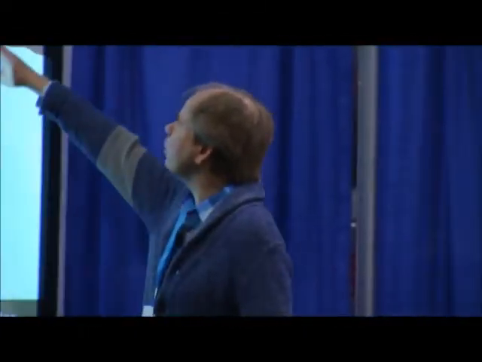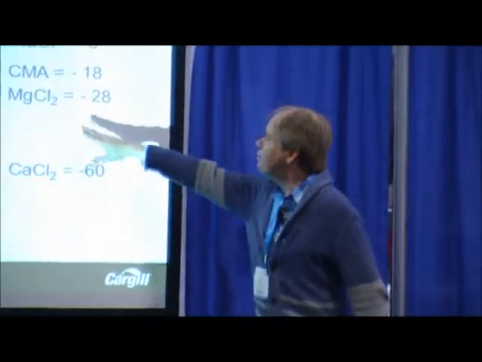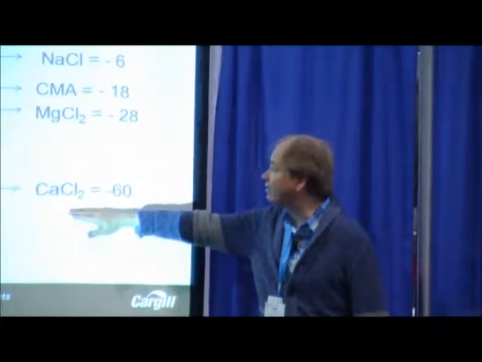So my eutectic temperatures for some common de-icers are: sodium chloride's at -6, CMA is better at -18, mag chloride's better yet at -28, calcium chloride is great at -60. So based on these eutectic temperatures, how would you rank these in terms of the chemicals that are going to have the lowest effective ice melting temperature?